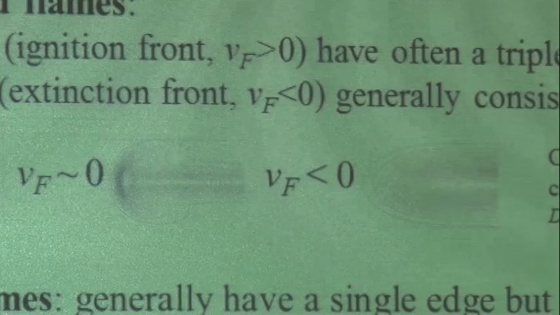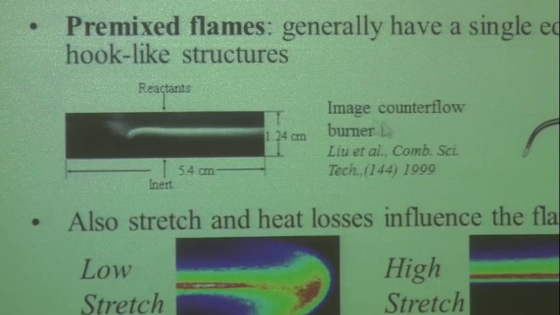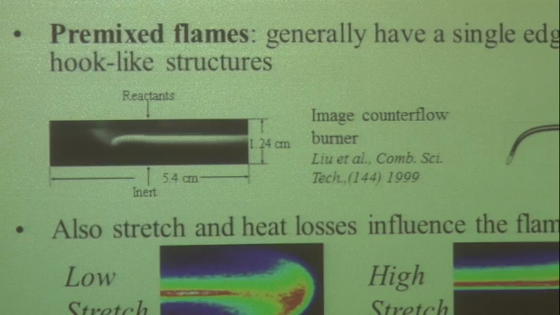Okay, so premixed edge flames, these are pretty typical images of premixed flames. They oftentimes have this hook-looking structure. This is some data taken by Paul Ronney. By the way, Paul Ronney has probably the most comprehensive set of experiments on this. The way he does these experiments is, imagine if you take that stagnation burner that I showed you before, and you cant the burners just a smidge.